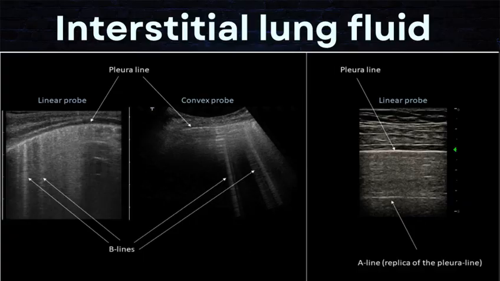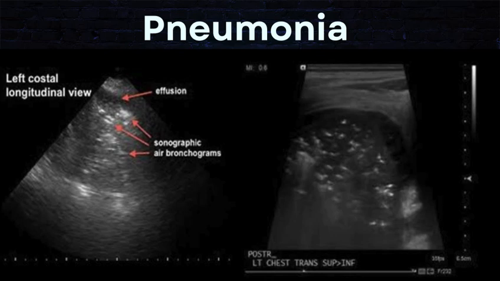Interstitial lung fluid. In a normal lung, you will see A lines, which are horizontal lines from ring-down artifact of the pleura. With interstitial fluid or consolidation, there will not be A lines. In pneumonia, fluid, inflammatory exudate and pus fills the alveoli. In early pneumonia, the fluid-filled alveoli are surrounded by air-filled lung, and B lines often result.